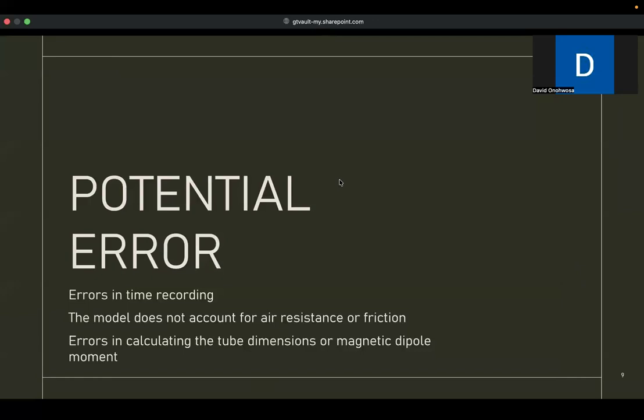The potential errors for this lab, there could have been errors in the time recording, as well as in calculating the dimensions for the tube or the magnetic dipole moment. And also, our model does not account for air resistance or friction, which are going to be there in the real world.